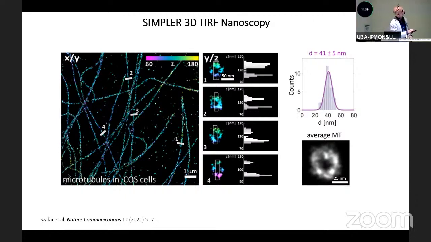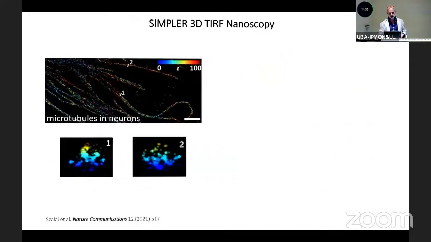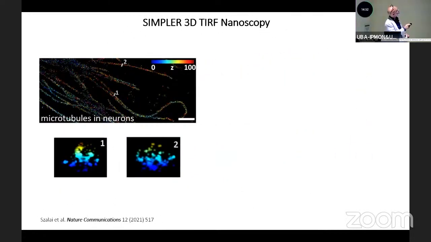And here is an average microtubule of many of them. You can also detect microtubule bundles. For example, here in these neurons, that seem to be single microtubules. When you do cross sections, you see that there are like 4 or 5 of them bundled. You can see these kind of things.